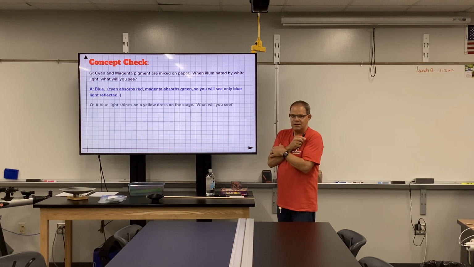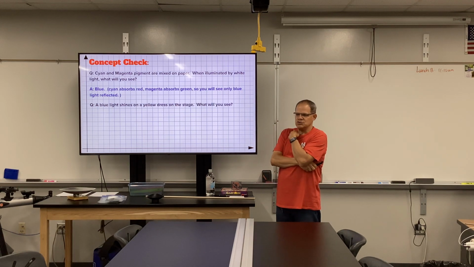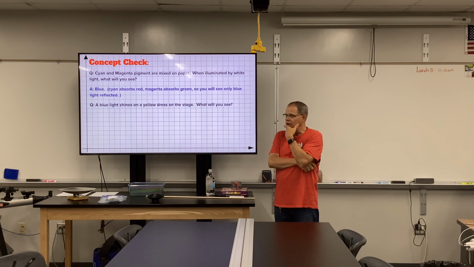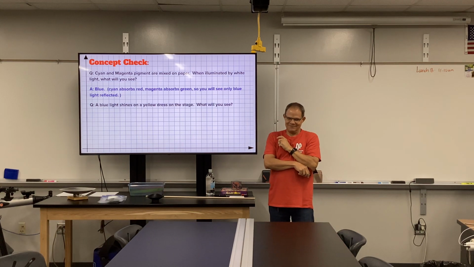Try another one. If you're sitting next to somebody, see if you can convince them. A blue light shines on a yellow dress on the stage. What color will you see? A yellow dress means it has a pigment. And if it looks yellow, what does it absorb? Blue. So if we shine a blue light on something that absorbs blue, what's going to be reflected? We're just shining blue light on it. Black. Nothing will be reflected, which we perceive as black.